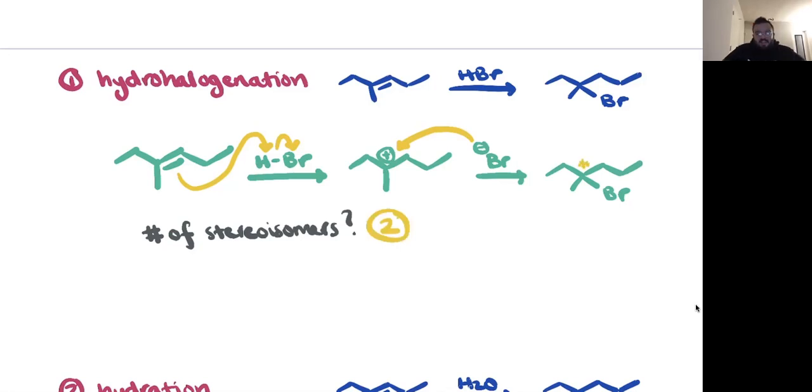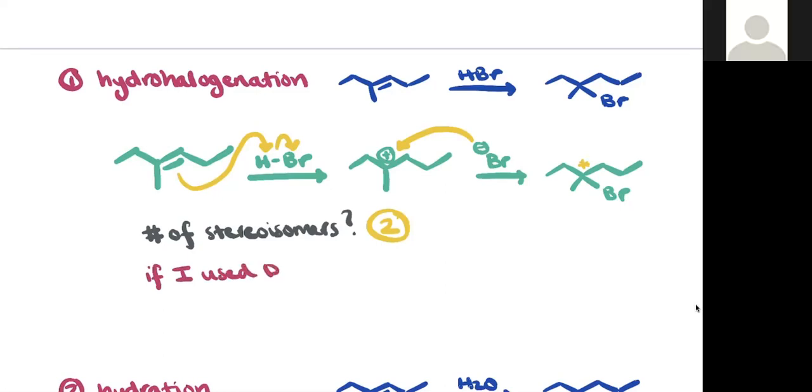What if I ran this exact same reaction, but instead of using HBr, I used DBr? Four. Right, I would get a total of 4 stereoisomers. And why does DBr magically give me 4 stereoisomers instead of 2? Because it's different from the hydrogen. It's the heavy hydrogen. Very good.